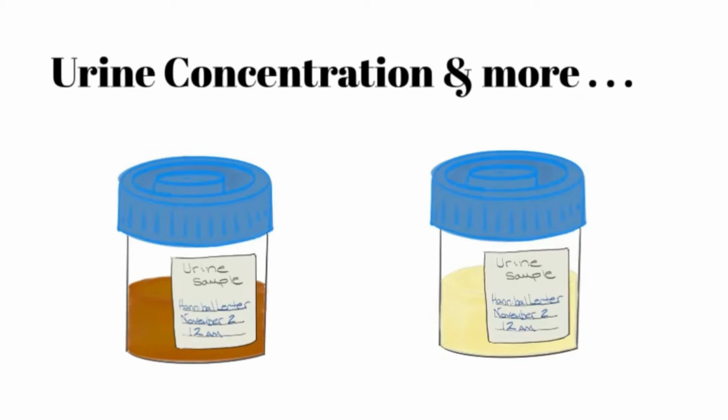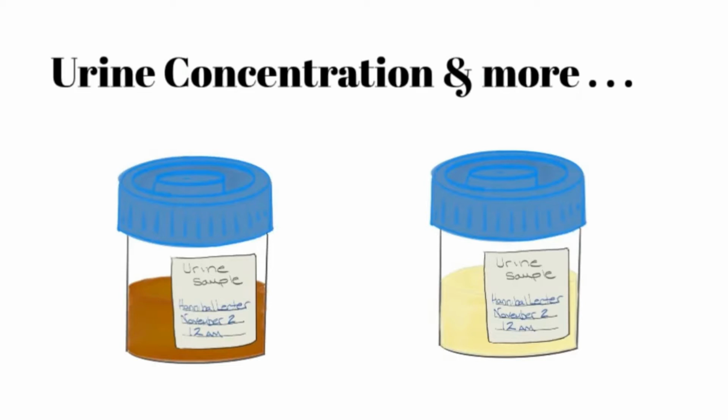What we see in these two images right here, on the left, we see a sample of concentrated urine, and on the right, we see a sample of dilute urine. Concentrated urine is concentrated in solutes. Dilute urine is concentrated in water. There's more water than solutes on the right, more solutes than water on the left.